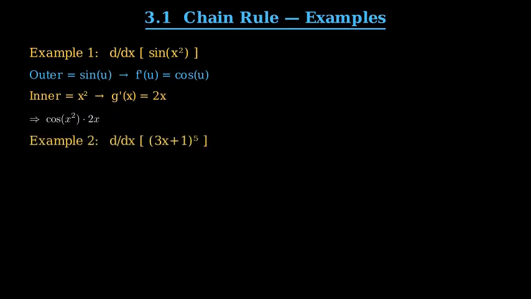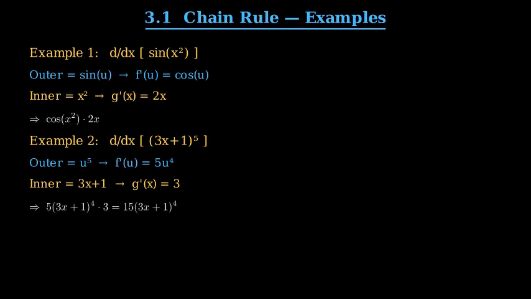Example 3. Find the derivative of e to the power 5x. The outer function is e to the u, whose derivative is e to the u. The inner is 5x, whose derivative is 5. The answer is 5 times e to the 5x. Always identify the outer and inner functions before you start differentiating.